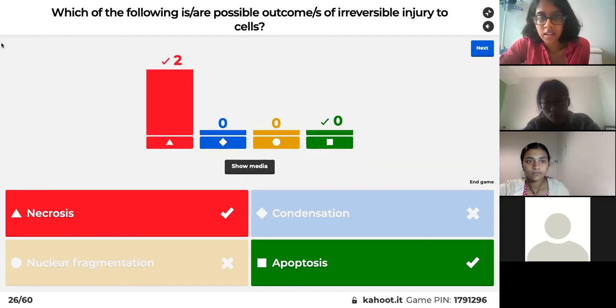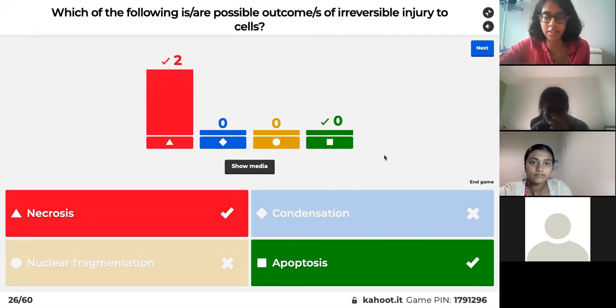Okay, wait, so yep, the answer to this is, sorry, necrosis and apoptosis. I just noticed my question. And I just kind of made up the other two, which are another type of thing that cells can do. Condensation mostly applies to chromatin, so it's not really relevant to cells. There should be more in the next slide.